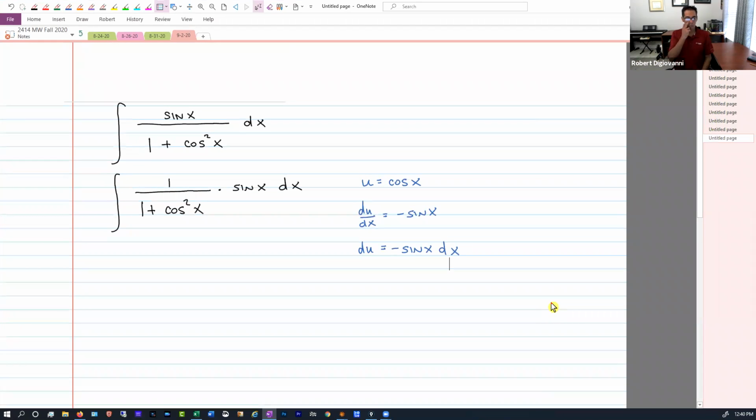Okay, so let's be thinking about this. This cosine x right here is going to be replaced with u, right? So isn't that going to look like 1 over 1 plus u squared? That's what it'll look like. The question is, what is this going to be replaced with? Sine x dx. Well, come down here. Do you see sine x dx here? We almost have it. It's off by a sign, isn't it?